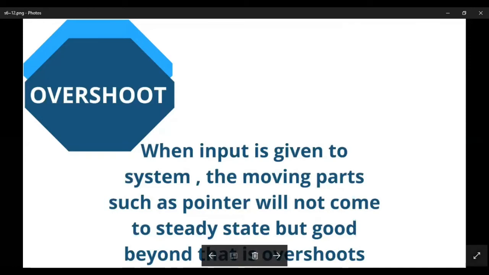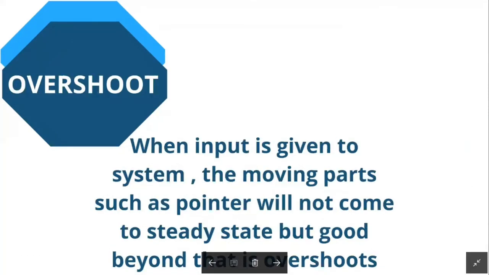So we'll move to the next one. This is overshoot. You can read from the slide. Overshoot is when the input is given to the system, the pointers that you see in your voltmeter or ammeter will move to a point beyond the original value, and then come to the normal state.